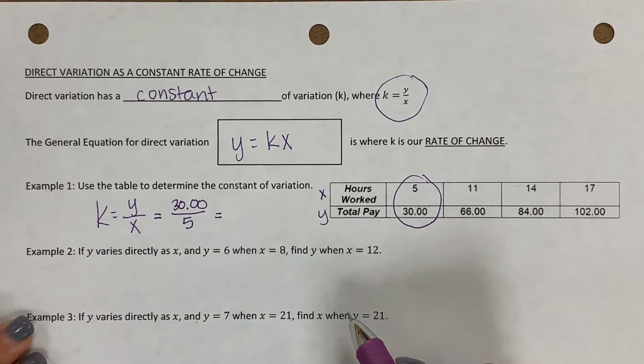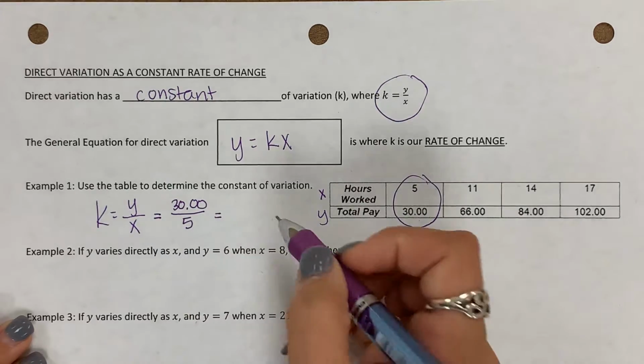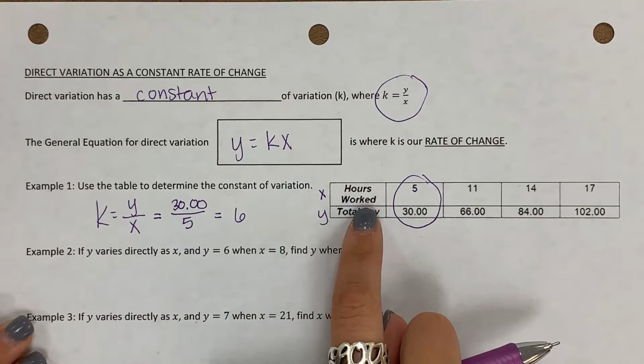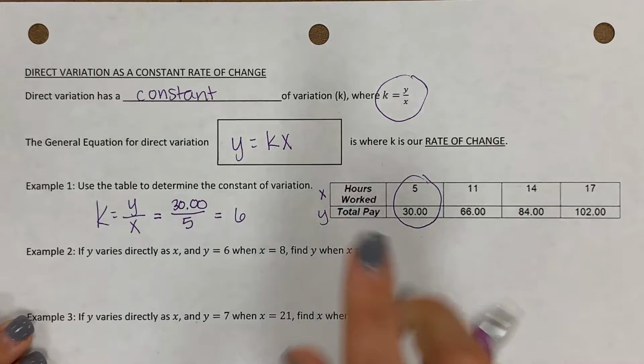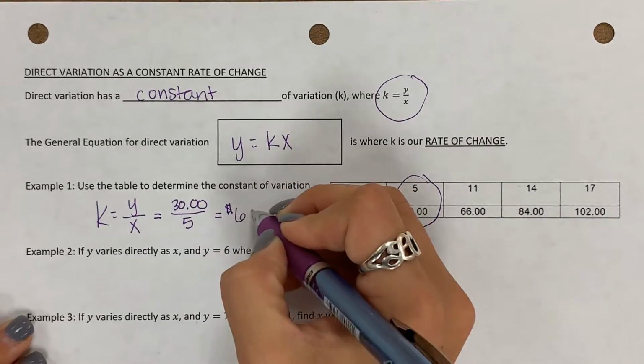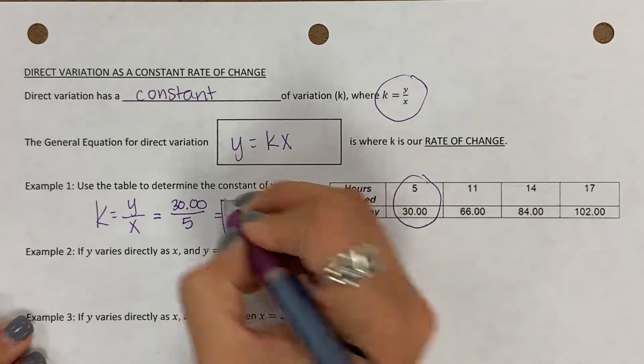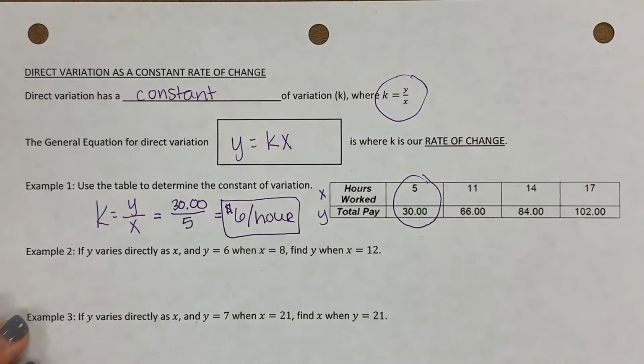From there, we just do the math to simplify. 30 divided by 5 is going to give me 6. And this is 6 hours worked and total pay. So this person is making $6 per hour. That would be my answer. That is my k, my constant of variation.